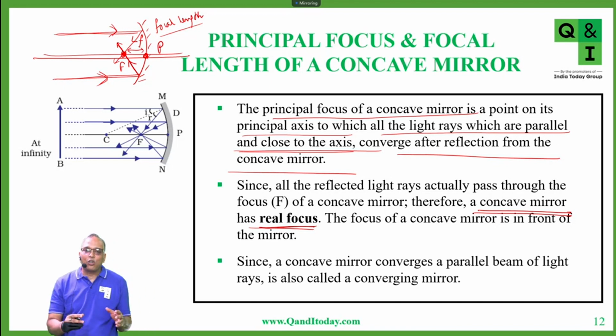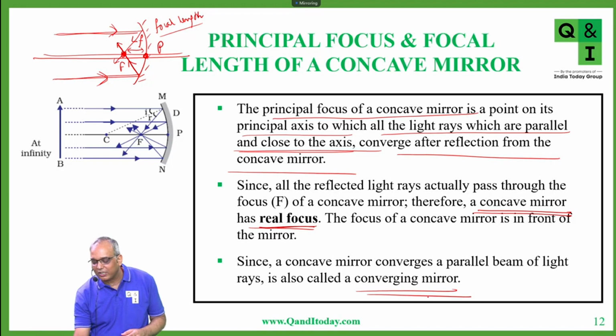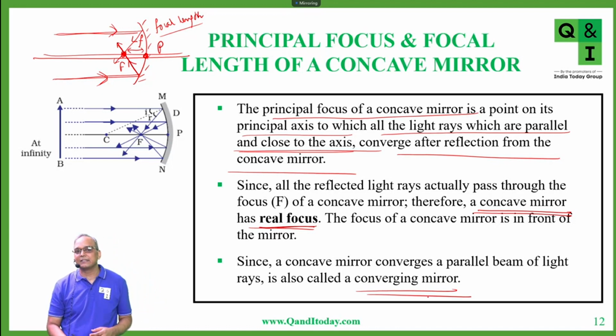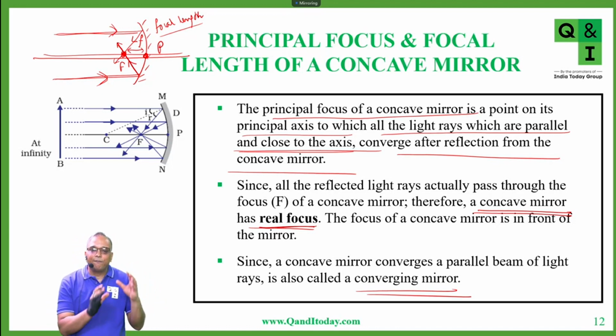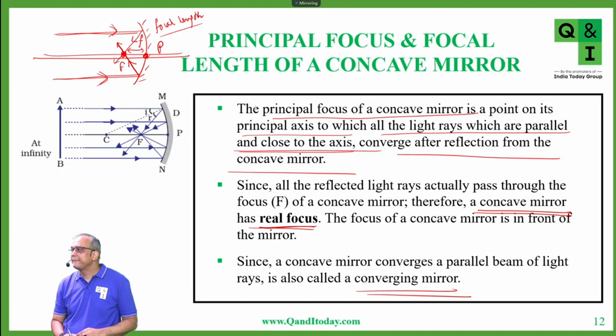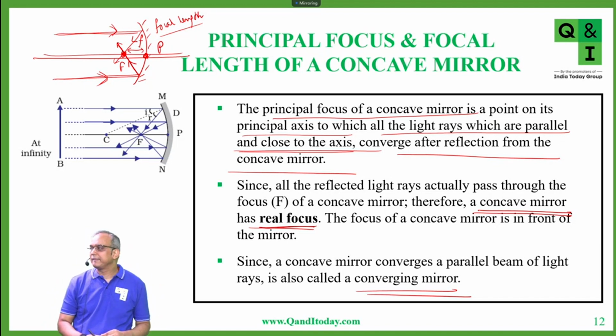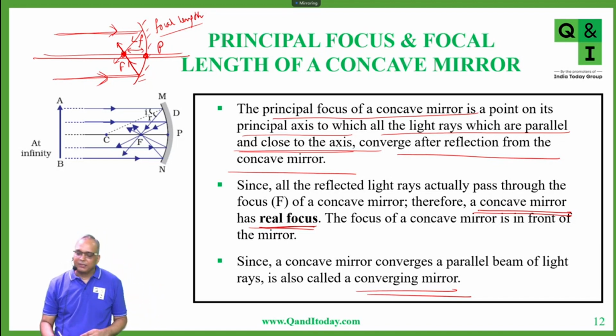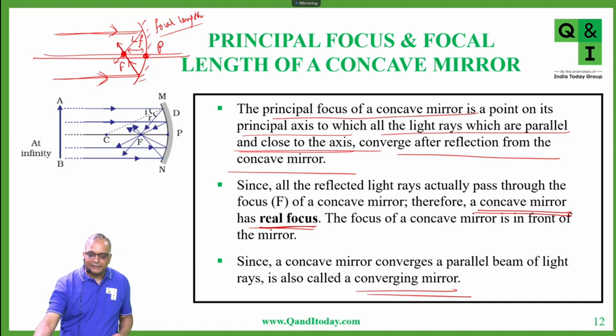Now, since a concave mirror converges a parallel beam of light rays, it is called converging mirror. This we have already discussed. So is it clear, the focus of a concave mirror and focal length of a concave mirror? Are you clear on the concept of this? Okay, good. Let's move ahead.